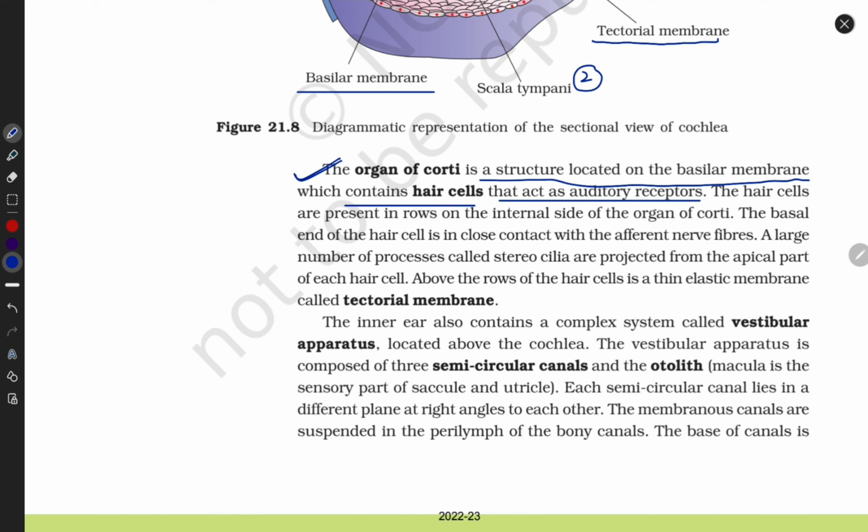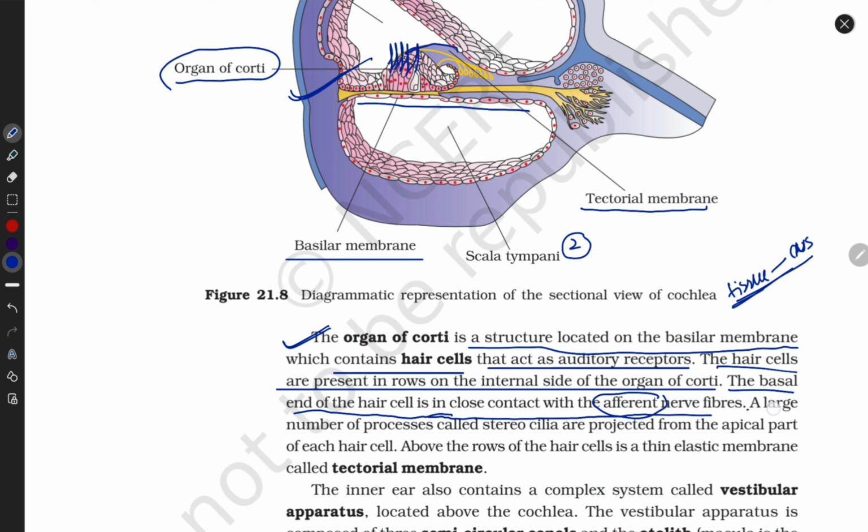Now the basal end of the hair cell is in close contact with afferent nerve fibers. Afferent means stimulus comes, signal transmitted from tissue to CNS. A large number of processes called stereocilia project from the apical part of each hair. We call them cilia. They are mobile. Above the row of hair cells is a thin elastic membrane called the tectorial membrane. It is thin, elastic, very flexible.